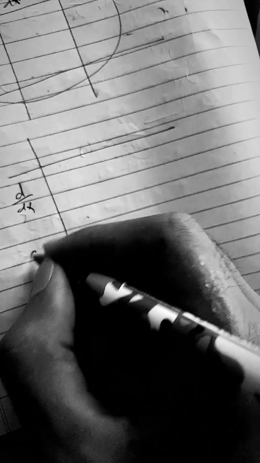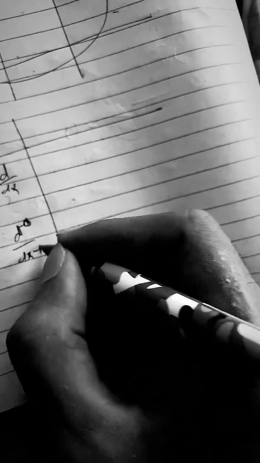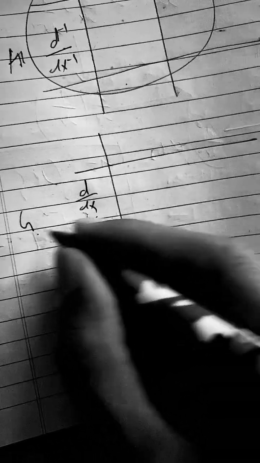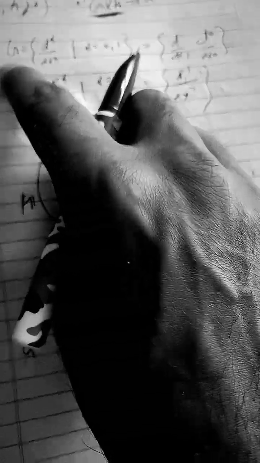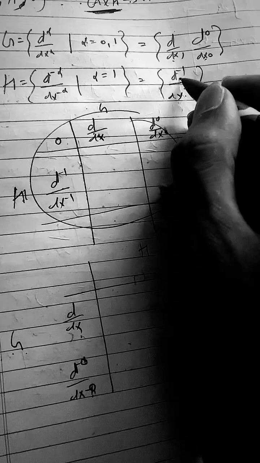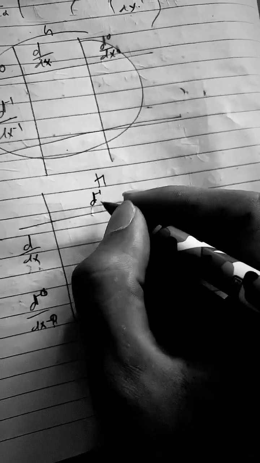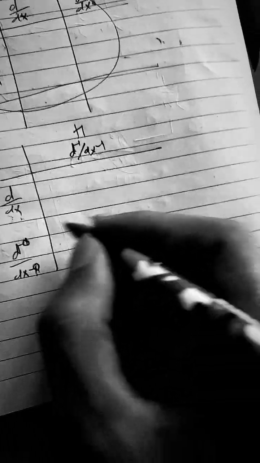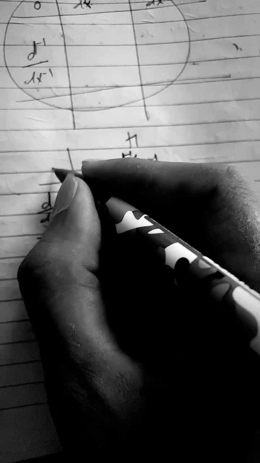So G has two elements, d/dx and d⁰/dx⁰. These are the elements of G. We saw here, these are the elements of G. Now here will be set H. Now what is the element of H? Well, here it is, d⁻¹/dx⁻¹. So we will substitute this d⁻¹/dx⁻¹, right? Now we construct the table. So d/dx, and this is the operation.